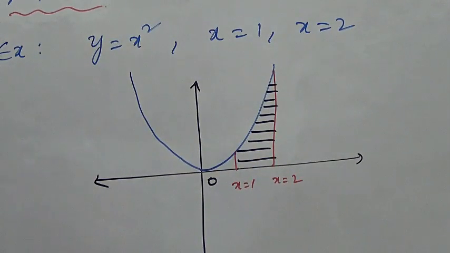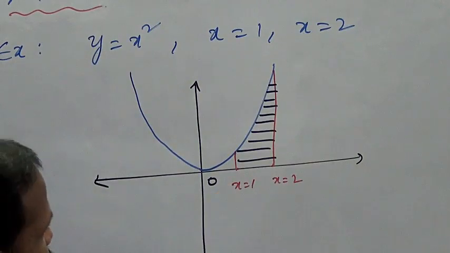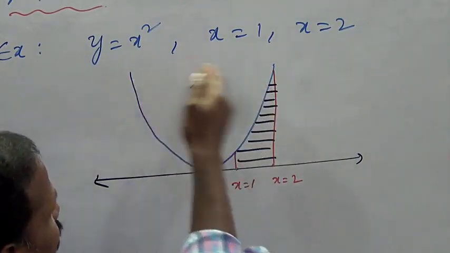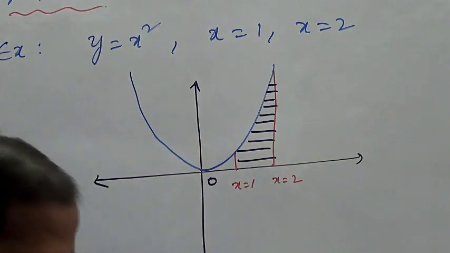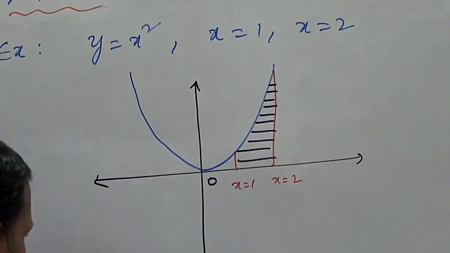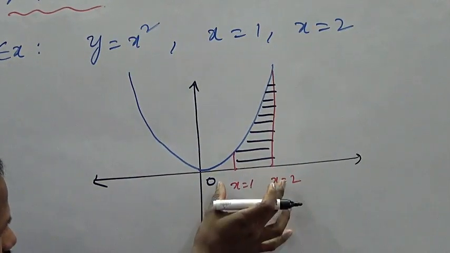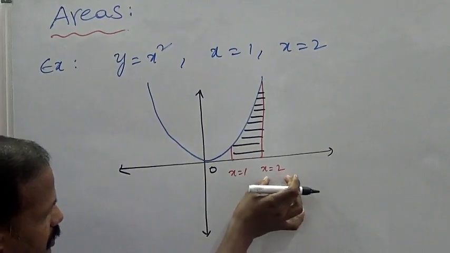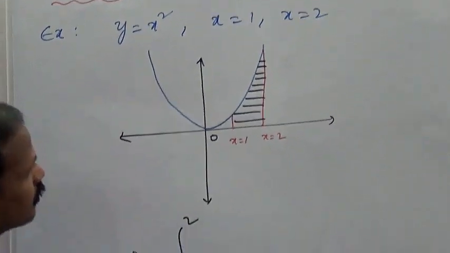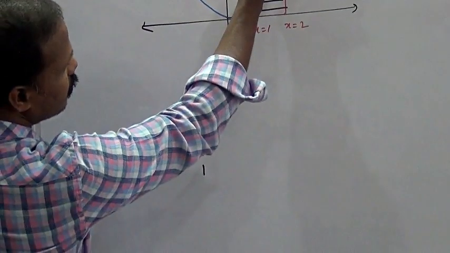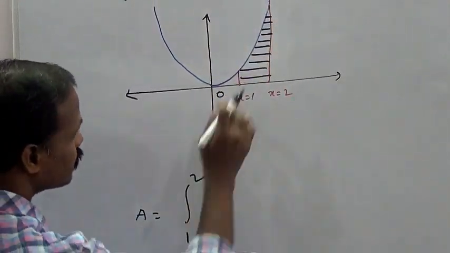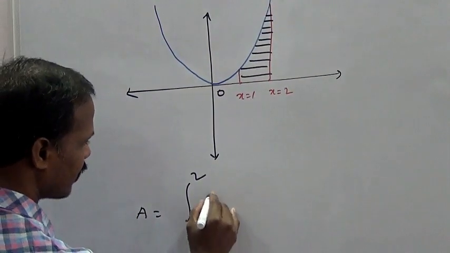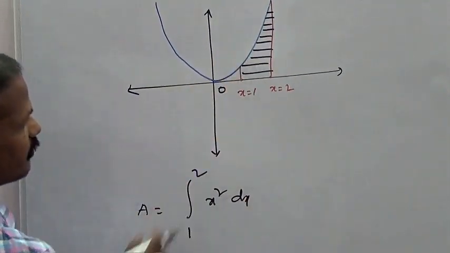Now see, this region is under the curve y equal to x square, and between x equal to 1 and x equal to 2. So now the area will be the integral from the lower limit 1 to the upper limit 2, under the curve, which is x square, so x square dx.